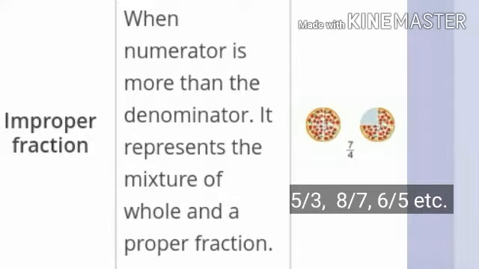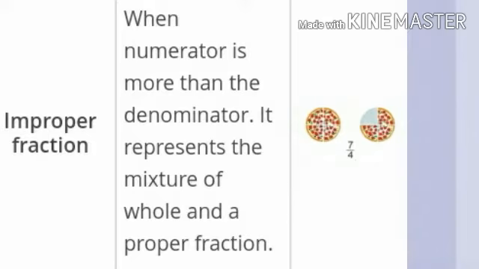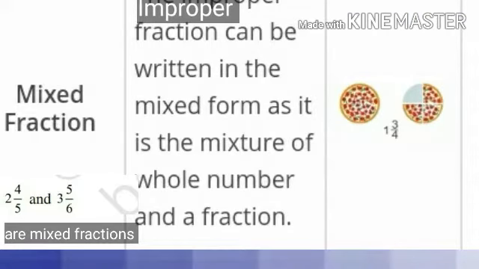Now, improper fraction. When the numerator is more than the denominator, it represents the mixture of a whole and a proper fraction. 5 upon 3, 8 upon 7, 6 upon 5 are examples of improper fractions. Now, mixed fraction. Improper fractions can be written in the mixed form as it is the mixture of a whole number and a fraction. 2 and 4 upon 5 and 3 and 5 upon 6 are mixed fractions.